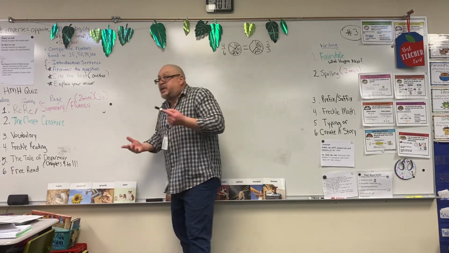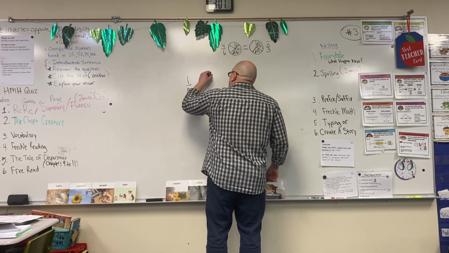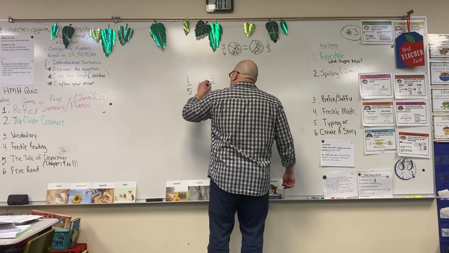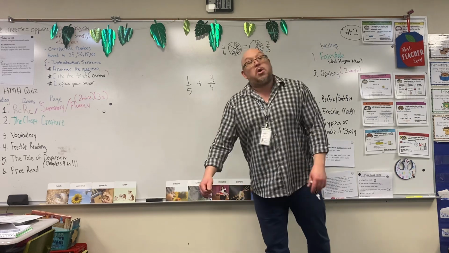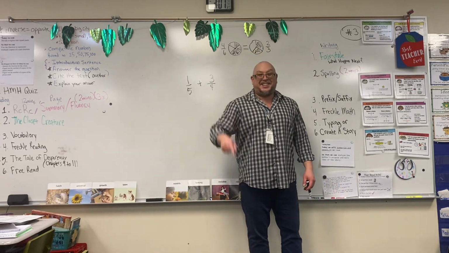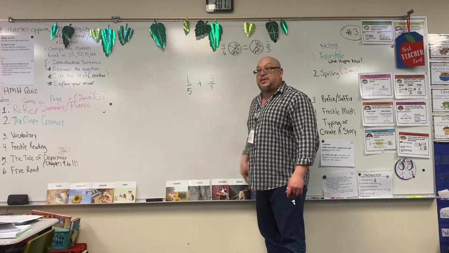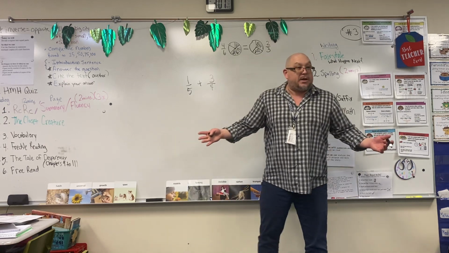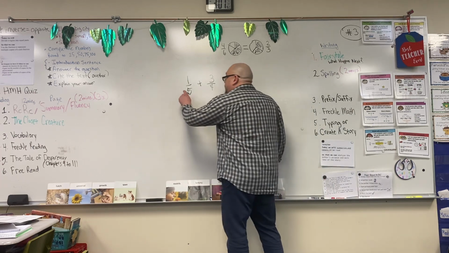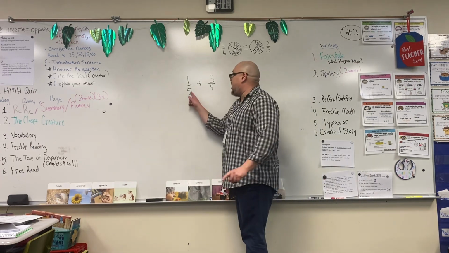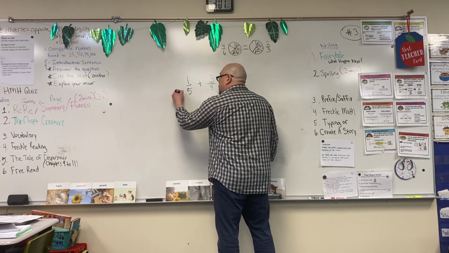Now, here's the other thing. What if one number doesn't go into the other? What if we have 1/5 plus, let's say, 3/4? Well, 4 doesn't go into 5, 5 doesn't go into 4. What do we do then? We multiply 5 times 4. We know that if you multiply these two numbers, it equals what? 20. Right? So let's just make it equivalent. Let's make it 20. The only way we can make it 20 is we have to multiply both sides by the opposite number. So 5 times 4 equals 20.